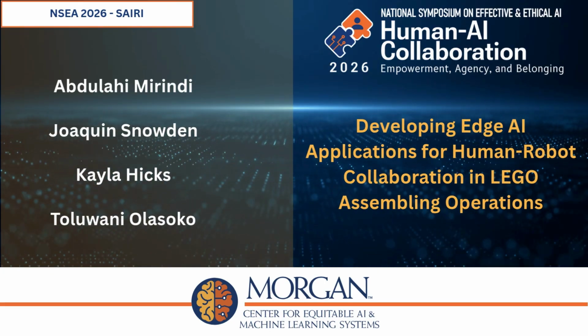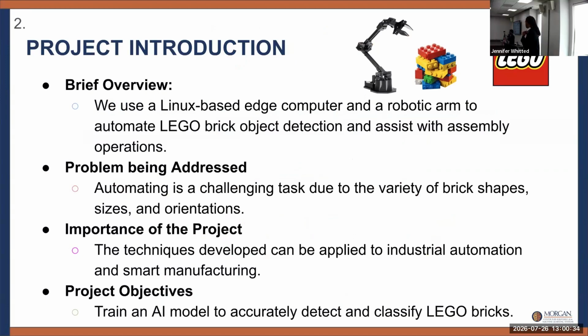Okay, so our project is primarily going to be us using a Linux-based AI computer and a robot arm to automate detection of Lego pieces and help us in Lego assembly operations in general. The problem we're trying to address is automation, and it's a challenging task due to different shapes of Lego pieces, the sizes, and the orientation. The techniques used in this project can be applied to industrial automation and smart manufacturing.